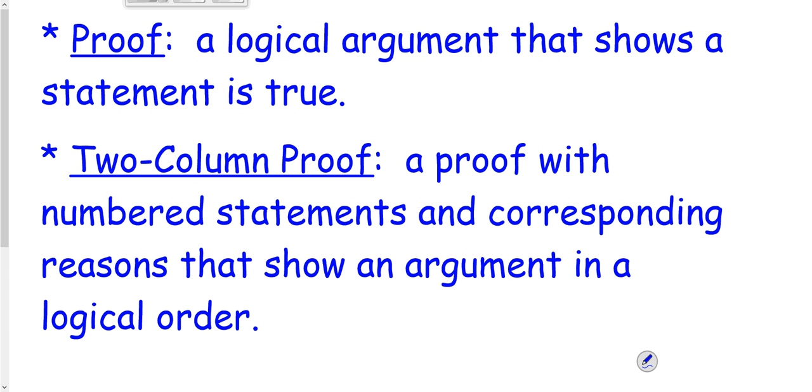Then a two-column proof is a way that we'll commonly write these proofs out with two columns. Statements on one side, reasons on the other. That's a proof with numbered statements and corresponding reasons that show an argument in a logical order. So we would be breaking down every step, each step with its corresponding reason, and have them in two columns, one statement column and one reason column.